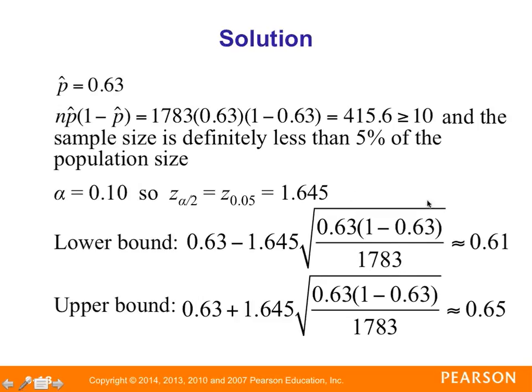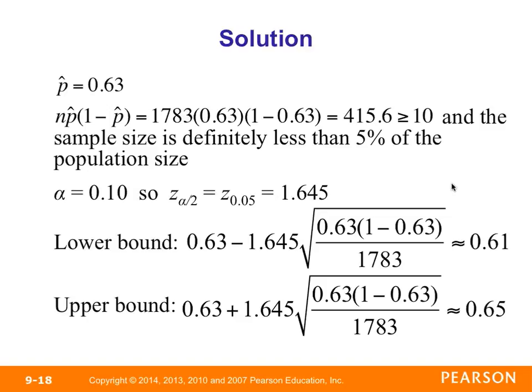So if we do this, you have to do it really carefully. You have to make sure that you evaluate whatever is under the square root first, and then multiply by 1.645, and then you subtract that answer from 0.63. And you should get something around 0.61 when you go ahead and do that.